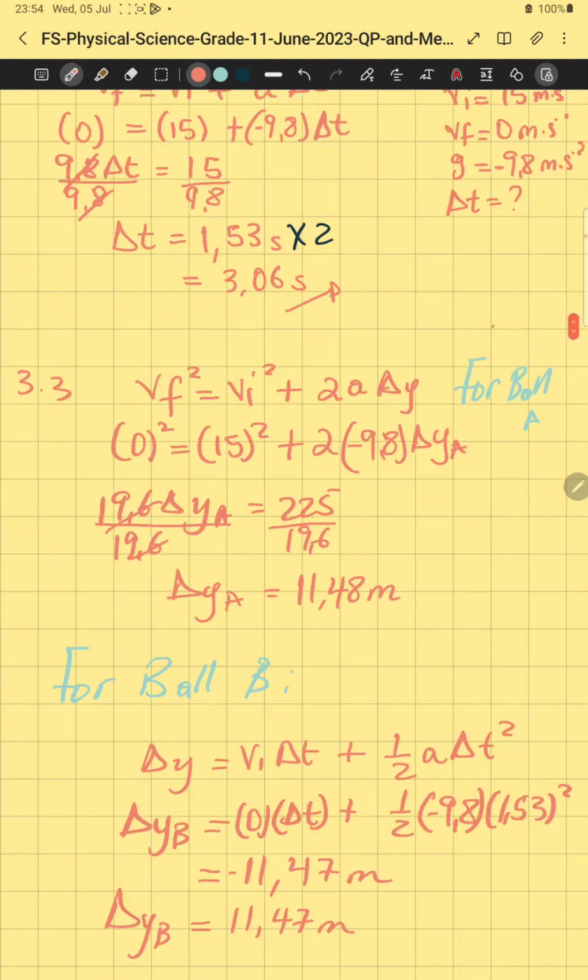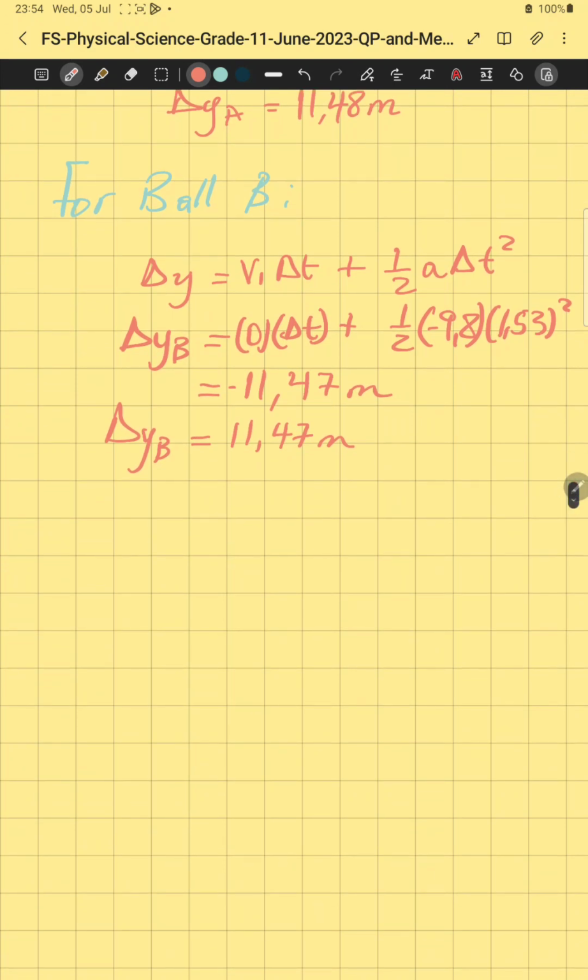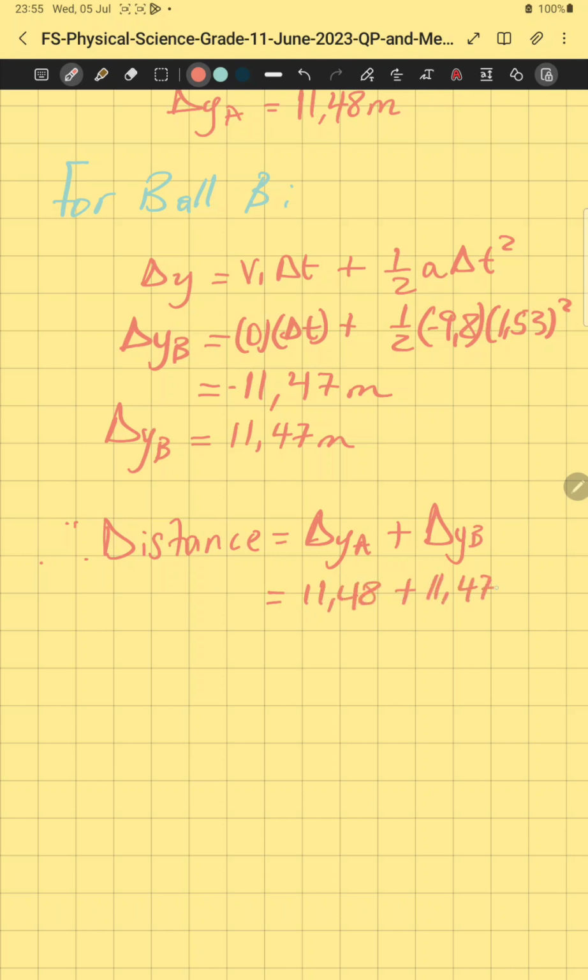So here we simply add the two, then we say therefore the distance is equal to delta y of A plus delta y of B, and then we just add the two, 11.48 plus 11.47. Remember, we're not going to put a negative here because that negative only indicates direction, and the distance will never be negative, so the distance must be 22.95 meters. All right, so that is question 3.